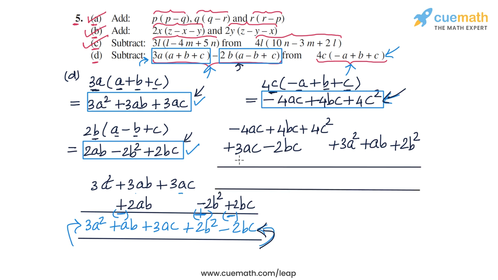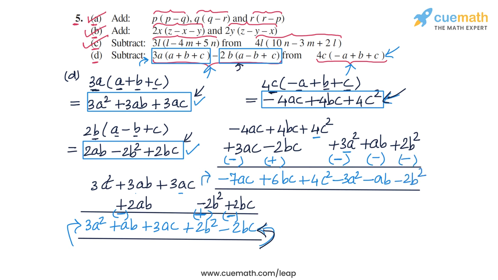Alright, and now we can carry out the subtraction process, and to carry out the subtraction we will invert the signs of the terms in the second row. So plus 3ac will become minus 3ac, and we have minus 4ac minus 3ac, which is minus 7ac. Then minus 2bc will become plus 2bc, so we have 4bc plus 2bc, that's 6bc. Then we have 4c square. 3a square will get flipped, it will be minus 3a square, and similarly ab will become minus ab, and plus 2b square will become minus 2b square. So this expression that we have obtained is the final result that we want.